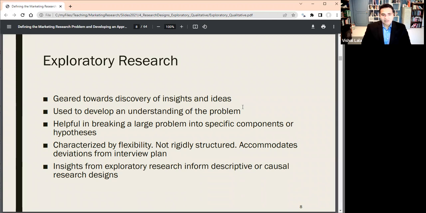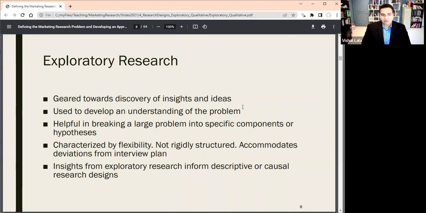In other cases, the problem might be too large, and it may be helpful then to break a large problem into specific components or hypotheses. These hypotheses may then in turn help guide a descriptive research design or help decide what analysis techniques to use in the analysis stage.